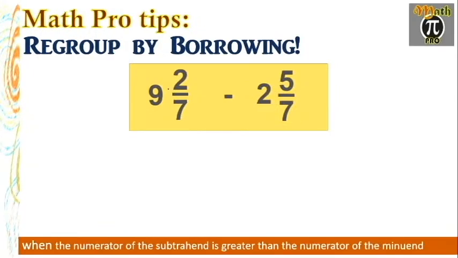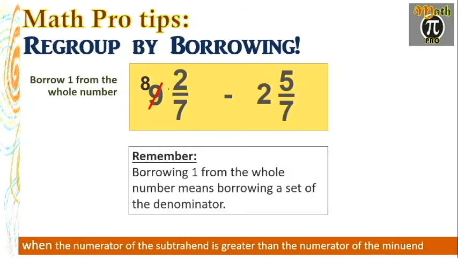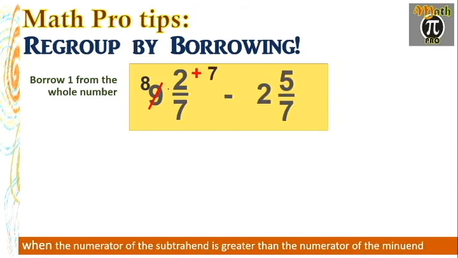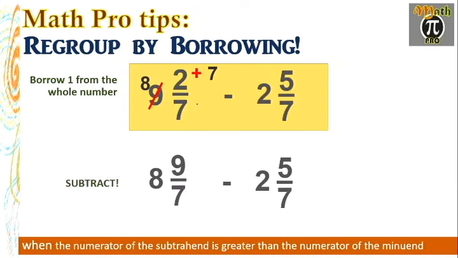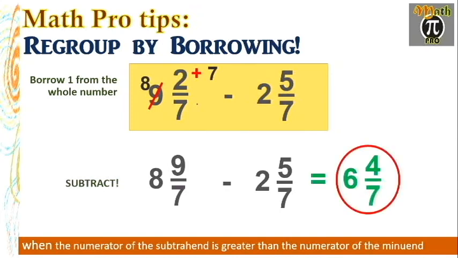Let's have another example. Again, we borrow 1 from the whole number. 9 will become 8. But remember, as explained in the previous slide, borrowing 1 from the whole number means borrowing a set of the denominator. So that means when you borrow 1 from 9, you are borrowing one set of 7 because the denominator of the fraction is 7. So we'll have now 8 and 9 over 7 minus 2 and 5 over 7. Subtracting them, the answer will be 6 and 4 over 7.